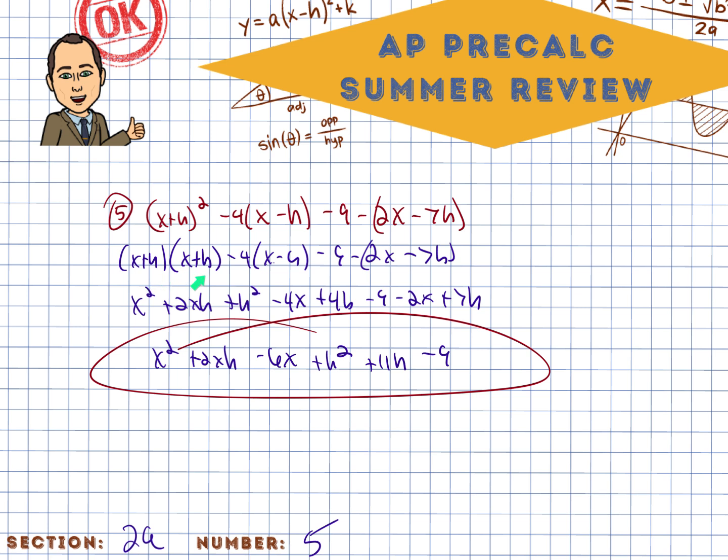So when it's all said and done, I multiply this binomial times a binomial, do all of my distribution. This is an H here, not a B. I didn't feel like going to correct it, but my handwriting's not the best, let's just say. To get a final answer of x squared plus 2xh minus 6x plus h squared plus 11h minus 9.